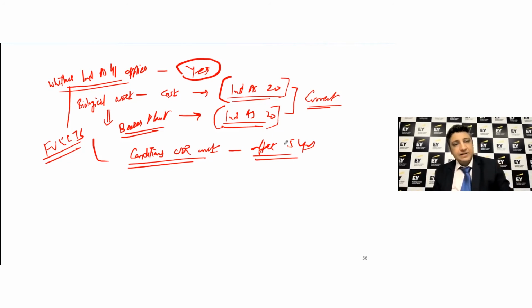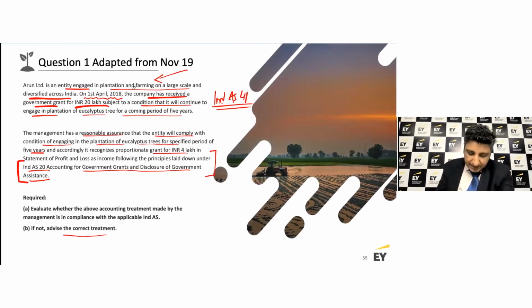That whether the treatment is done appropriately or not, you need to explain this part, that since the company is primarily engaged in plantation and farming on a large scale and is diversified, it is likely that it is into the agriculture activities. Okay, and then you look at the eucalyptus tree.